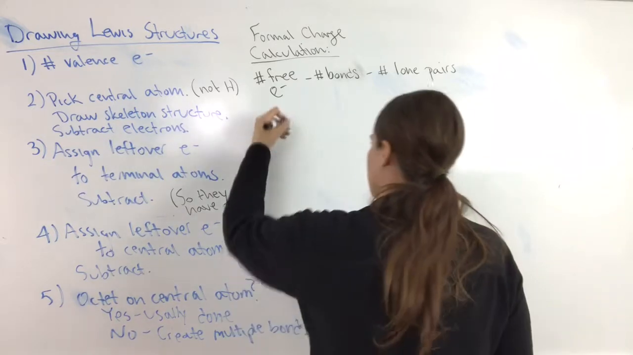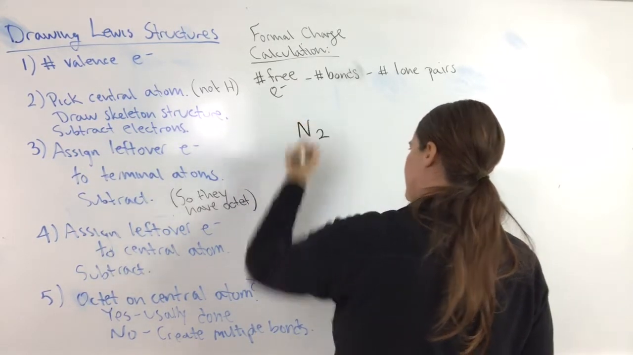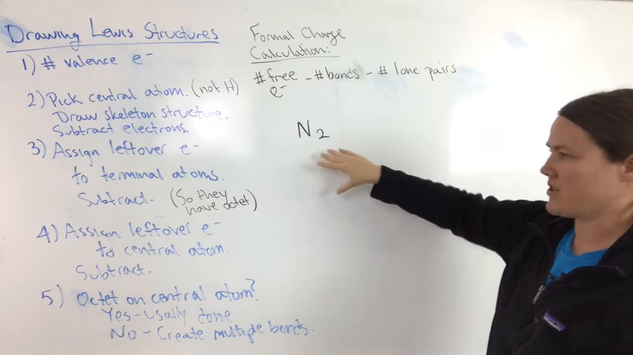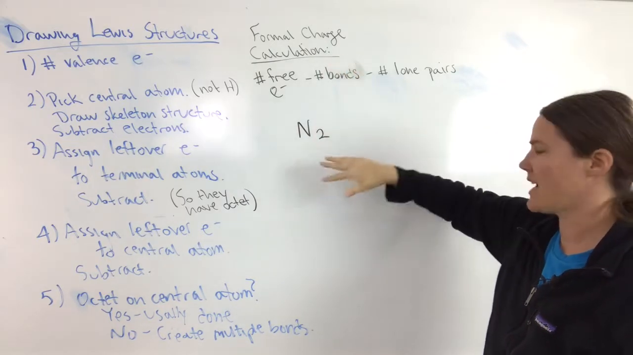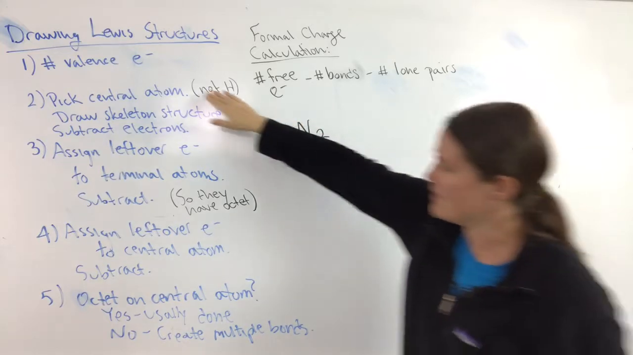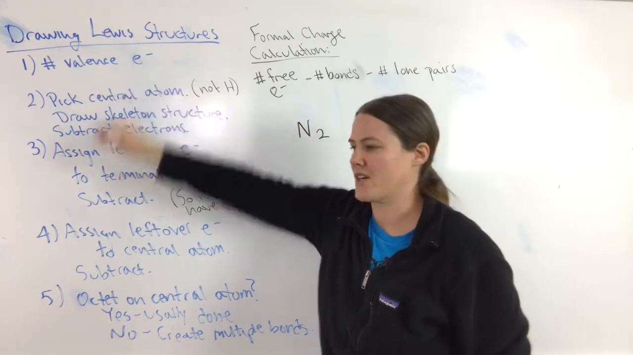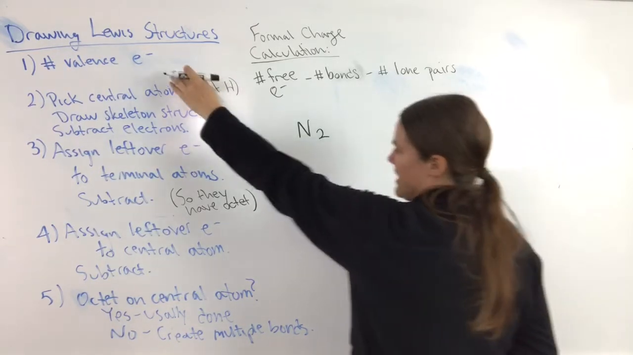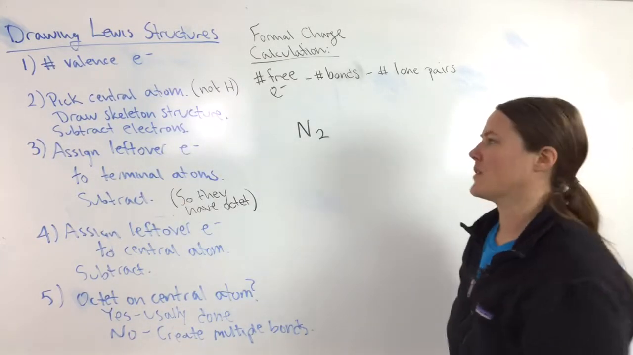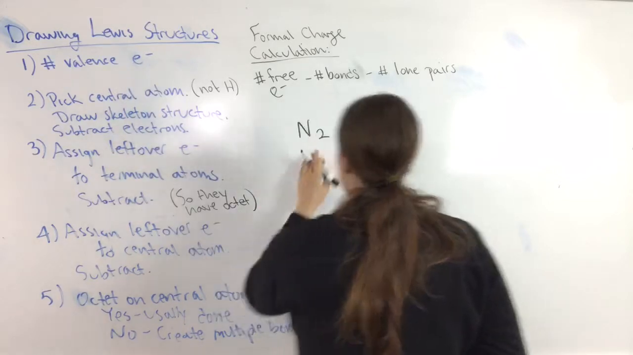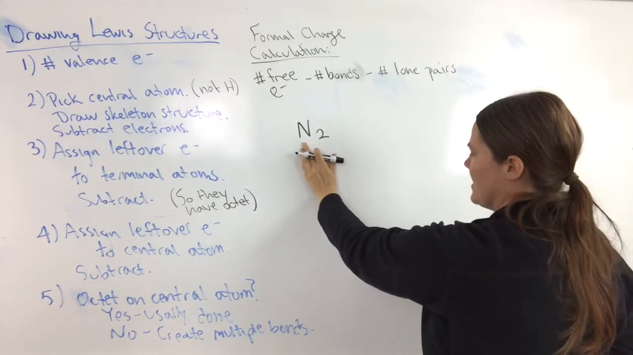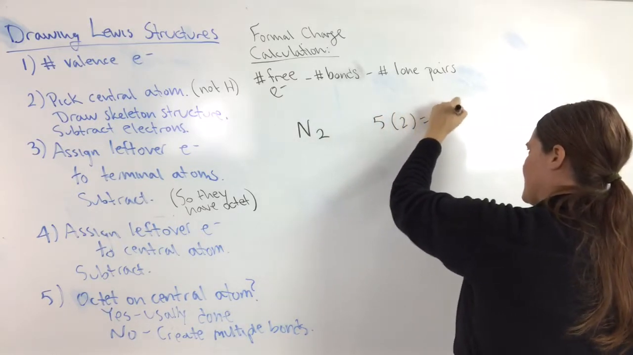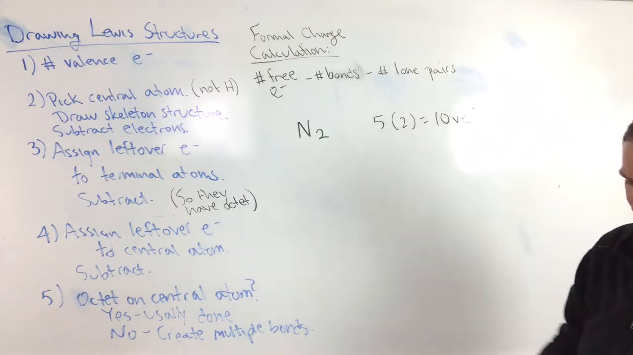Let's do N2. We want to draw the Lewis structure for this, and then do the formal charge calculation. The first thing we want to do is figure out the number of valence electrons. At this point, I don't recommend starting to draw anything yet. Just go down the steps in order so you don't get confused. Nitrogen has 5 valence electrons, and we have 2 of them, so we have 10 valence electrons in N2.